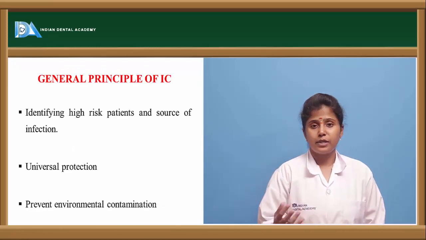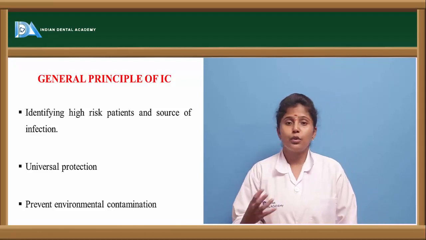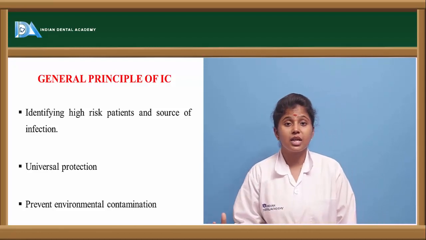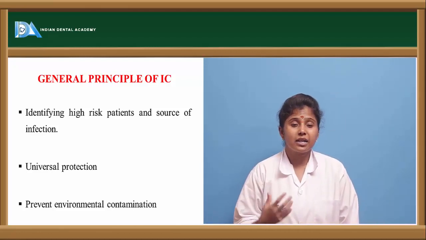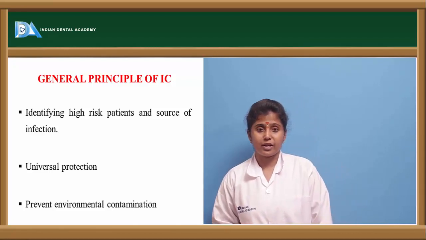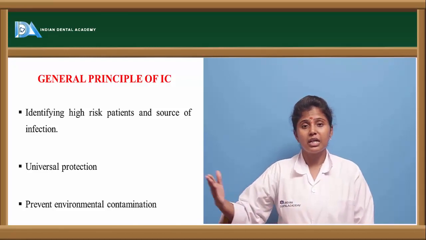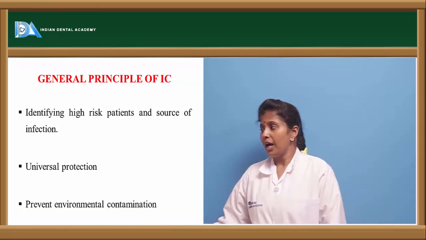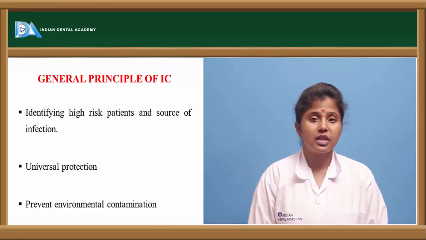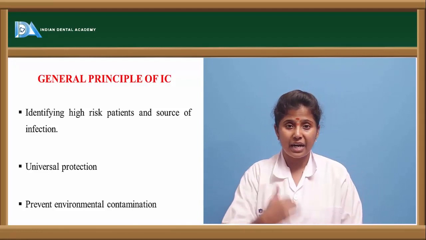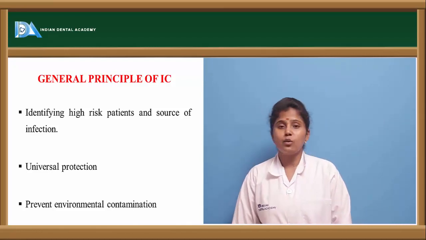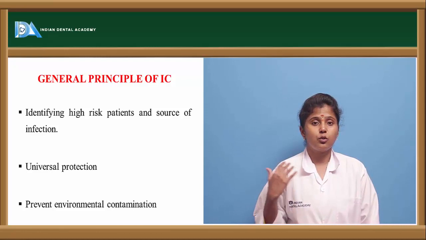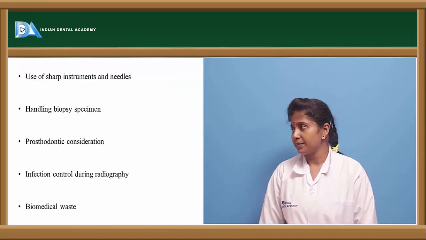So what are the general principles involved in infection control? We need to identify the person who has a high risk of spreading infection, and we need to keep that person away from the hygienic environment. And universal protection is nothing but keeping ourselves clean and preventing environmental contamination. So we need to keep our environment hygienic.